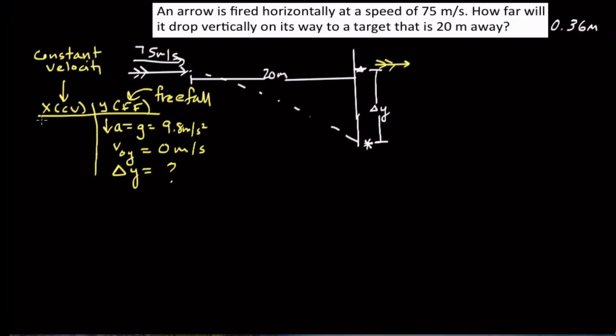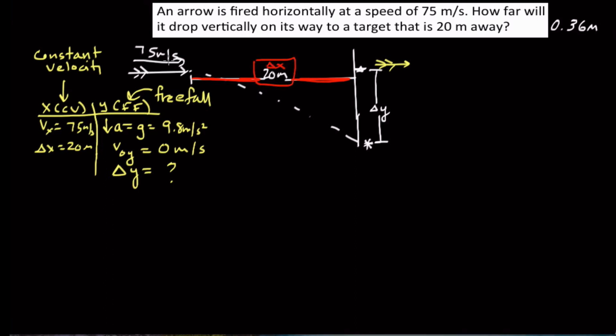What do I know in my x direction? I know that the velocity is 75 meters per second. And I know that the displacement is 20 meters. Why am I putting this as delta x? Because it is a horizontal displacement. This is horizontal, just like the x-axis on a graph. And so this displacement here is delta x.